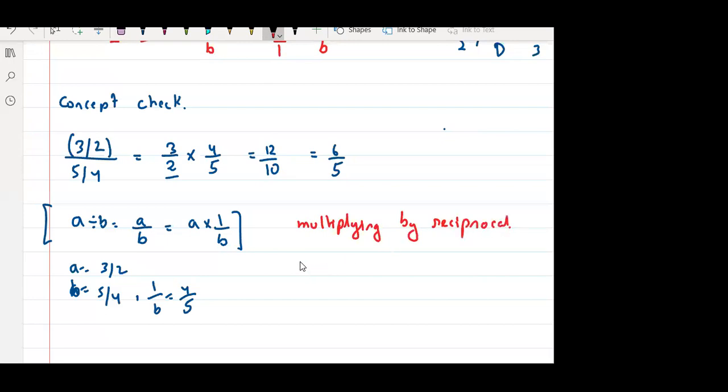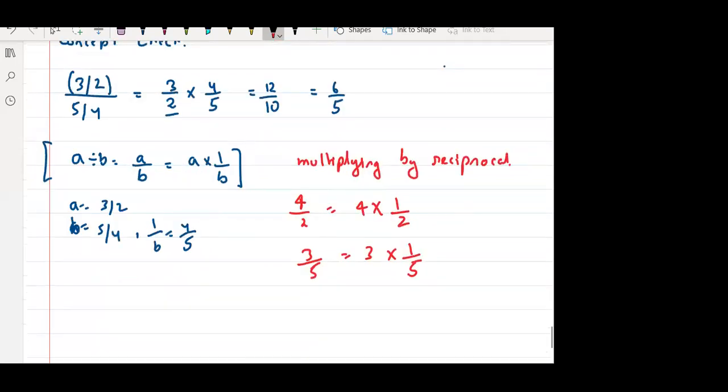Ayana, right? 4 divided by 2 is basically 4 multiplying by 1 by 2. 3 divided by 5 is basically 3 multiplying by 1 by 5. That is the basic definition. Right? Yes, Anshita. Yes, right? Okay, but again, I'm teaching you the steps. It is understood. Okay.